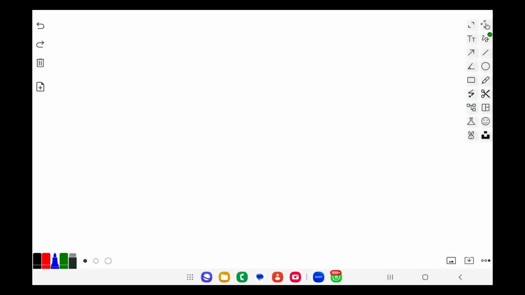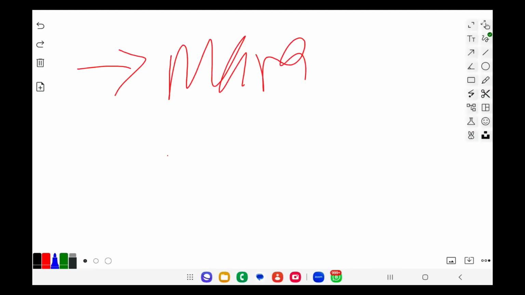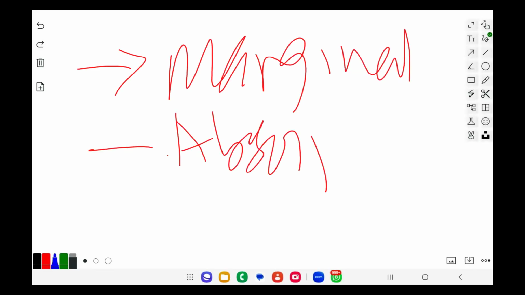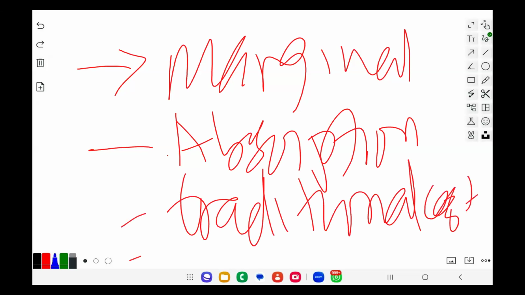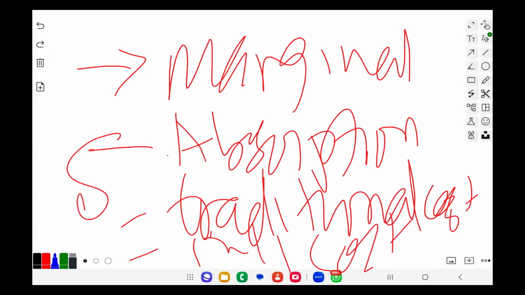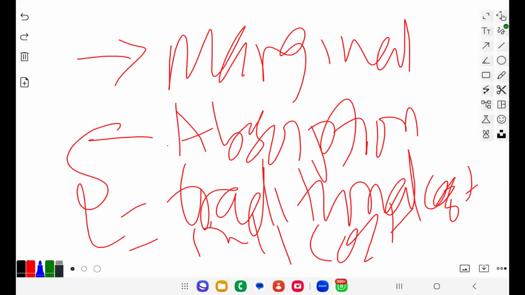So there are two key methods that are available. The first one is called marginal costing, and then the other one is absorption costing. Absorption costing is also called traditional costing, right? This is called the traditional costing method, or is also called the full costing method. These are the two major methods that are used to prepare the statement of profit and loss in a company that is manufacturing.